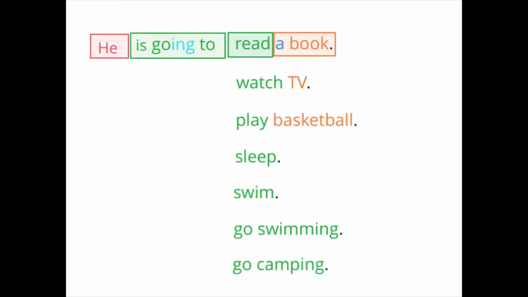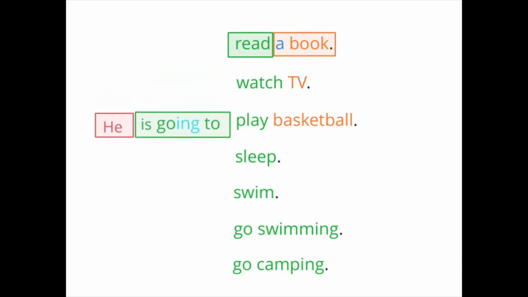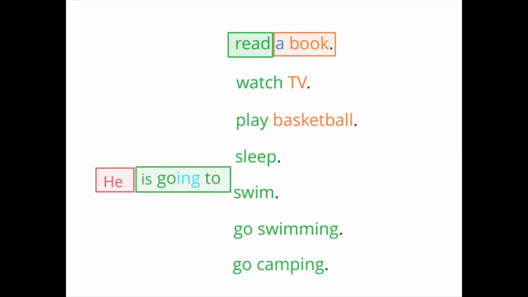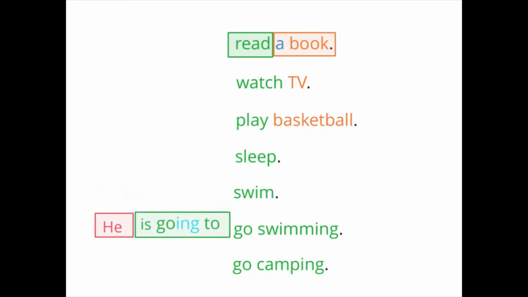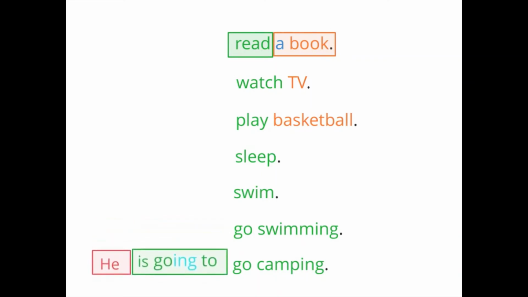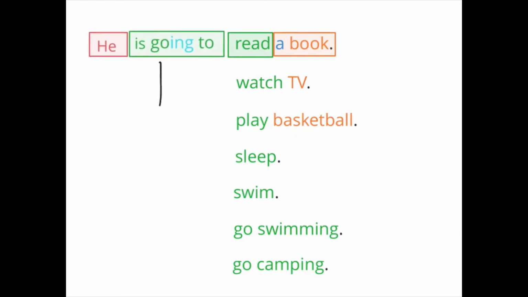So let's read these sentences one more time. He is going to read a book. He is going to watch TV. He is going to play basketball. He is going to sleep. He is going to swim. He is going to go swimming. He is going to go camping. With these sentences, this means it is not happening right now. It is going to happen later. It is going to happen in the future. That means not yet.